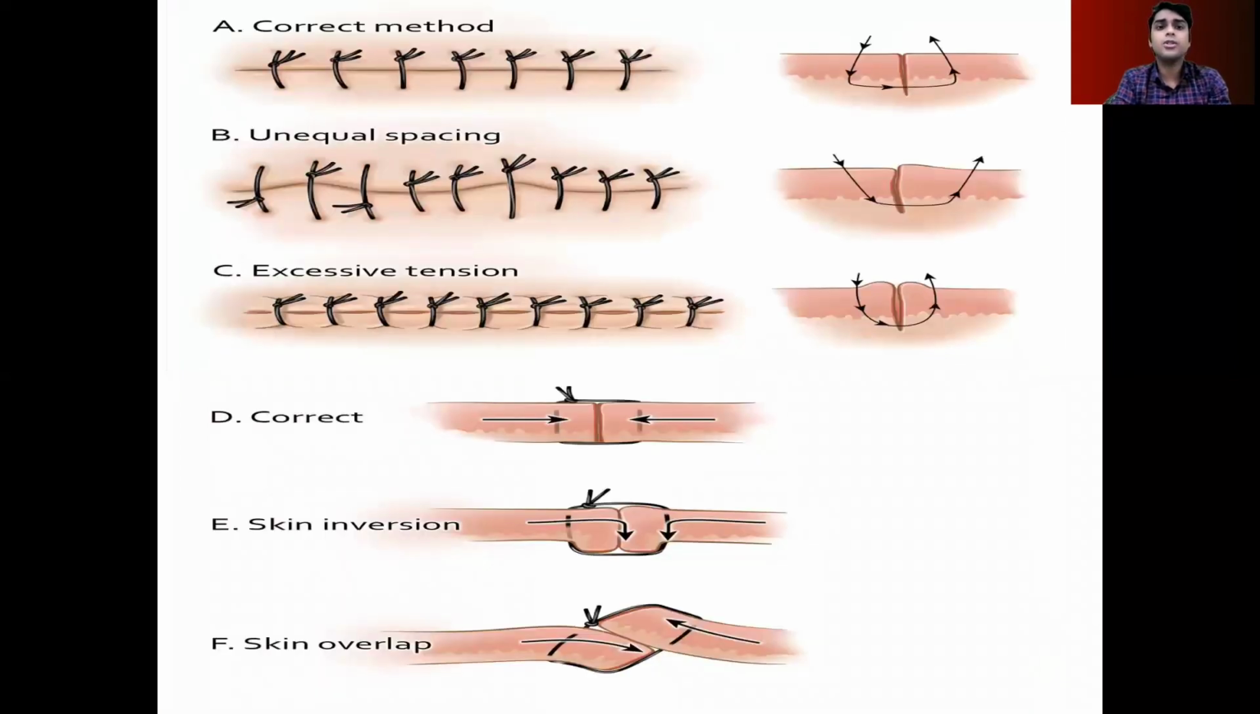This image shows the correct method of suturing technique, how it is done and how it should be. In figure B, we have unequal spacing, which is not recommended. Excessive tension is not recommended also. Now we can also have skin inversion and skin overlap. These should also be avoided.